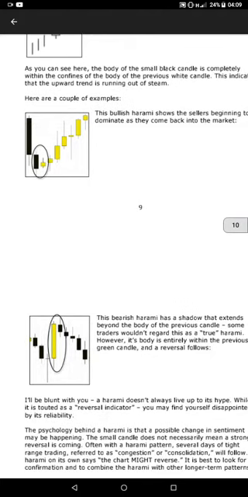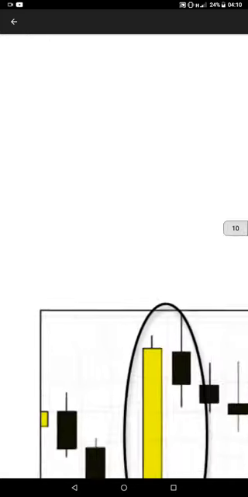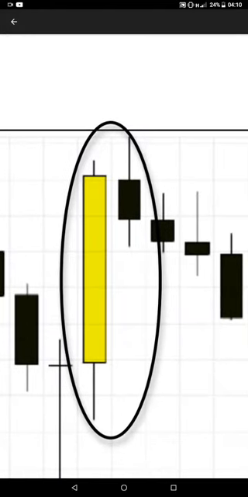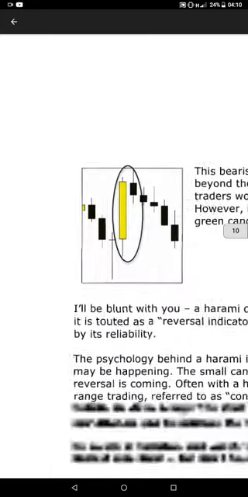The bearish harami has a shadow that extends beyond the body of the previous candle. Some traders won't regard this as a true harami. However, its body is entirely within the previous green candle and a reversal followed. Guys, as I have told you, whenever you see it going down or going up, always picture this in your mind. Okay, whenever you see this, this is what they call a harami. Okay, guys, let's proceed.